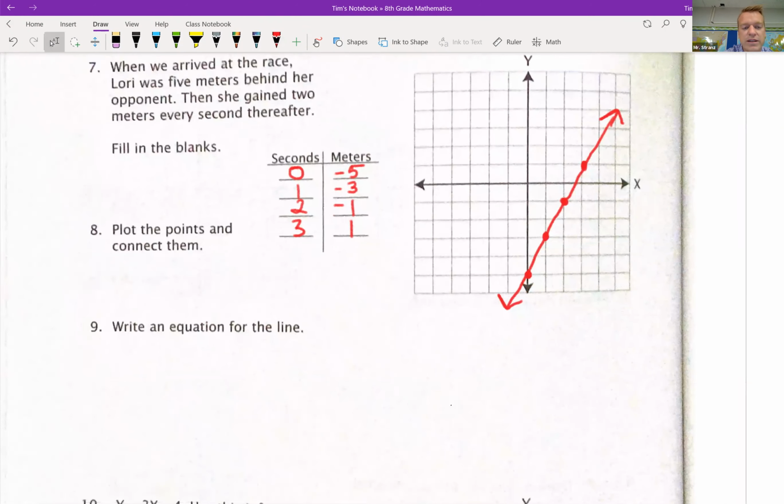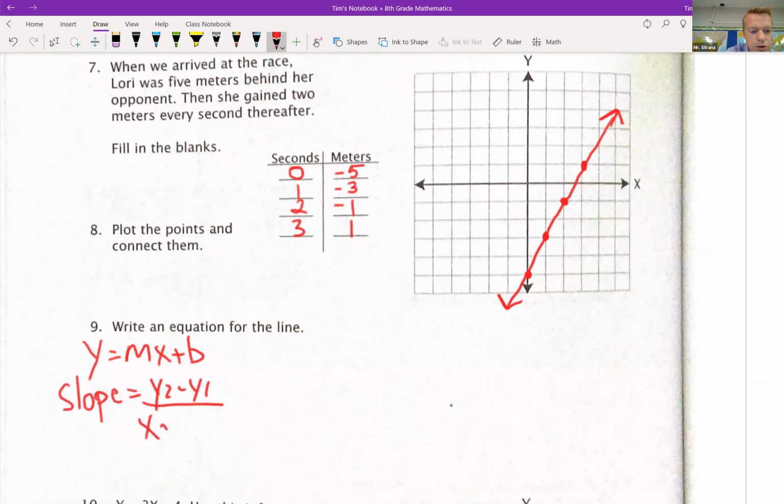Now we need to write the equation. Remember, slope-intercept form is y equals mx plus b. Okay, slope. To find the slope, it is y2 minus y1 over x2 minus x1. Let's find the slope real quick. So you can use any of these points: 0, -5; 1, -3; 2, -1; or 3, 1. I'm going to use the last two, 3, 1, and 2, -1.